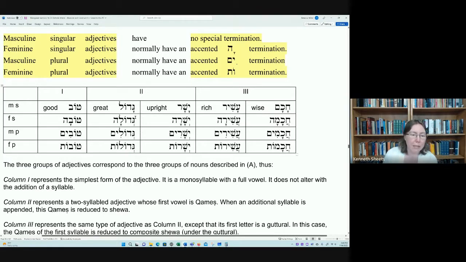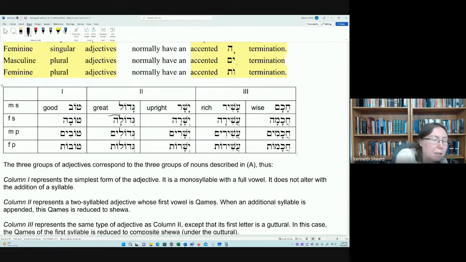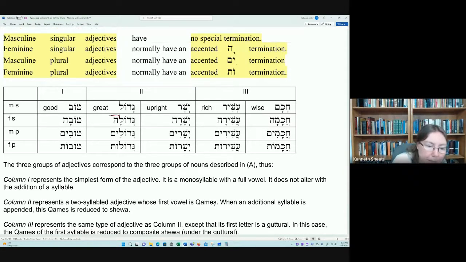So let's take, for instance, this adjective gadol, which means great, as in a great king, a great palace, that type of thing. So gadol, great. If it is modifying a masculine singular noun, the adjective is then also masculine singular, and so there's not going to be any ending. But if it's modifying a feminine singular noun, then we would add the "a" ending, as you can see there.